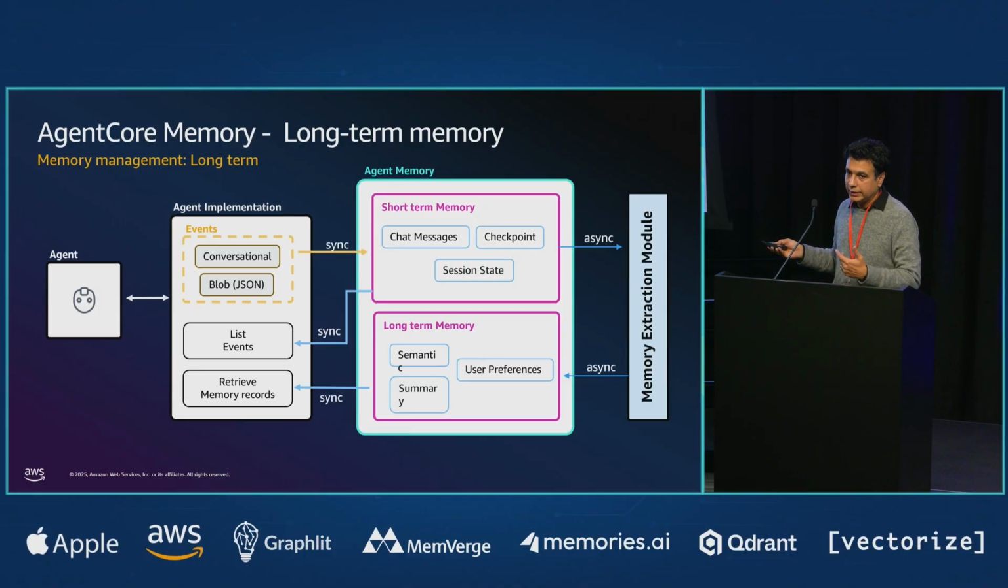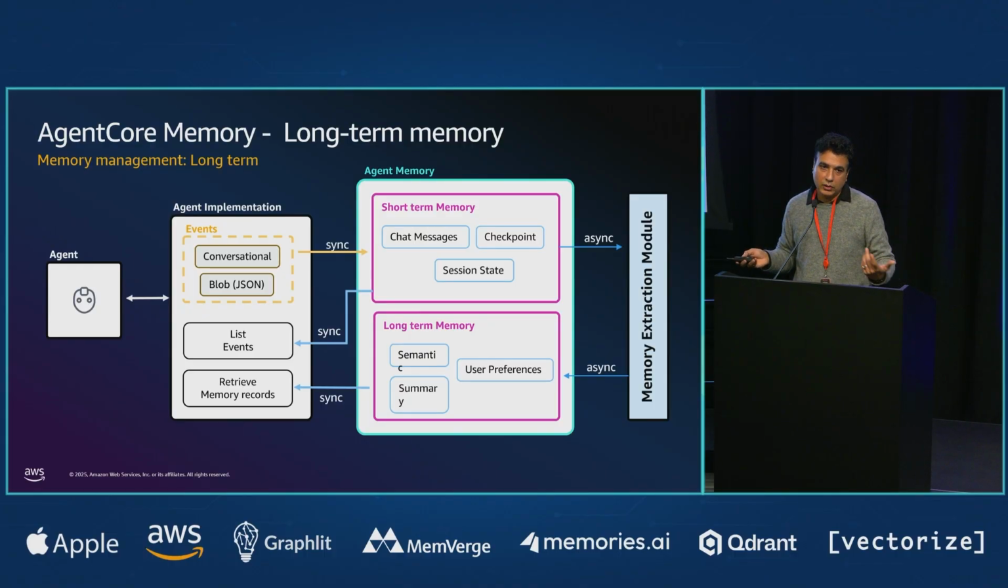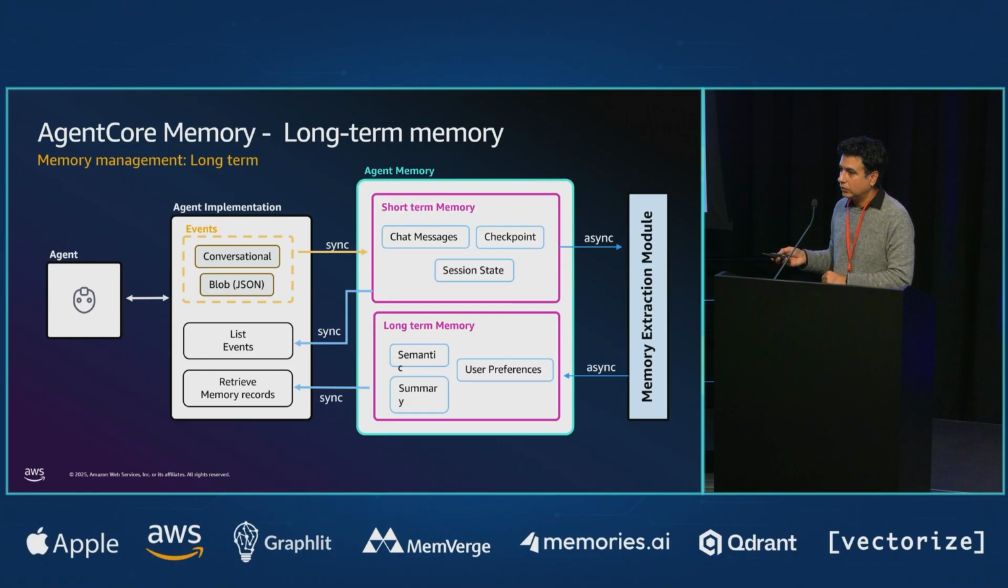Once it is generated, you can either receive list events from the short-term memory. Remember, there is no memory extraction from short-term, it's only the events. Or you can retrieve the memory records from the long-term memory. And both of these are sync operations.